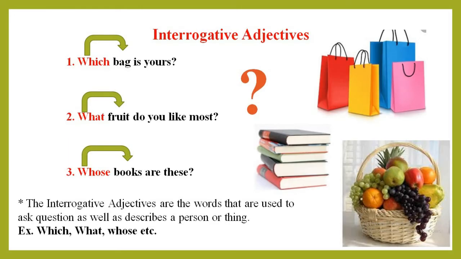Now we will learn about interrogative adjectives. Observe the words which, what and whose given in the examples. These make query about bag, fruit and books. These are interrogative adjectives. Thus, interrogative adjectives are the words that are used to ask a question as well as describe a person or a thing. Example, which, what, whose, etc.